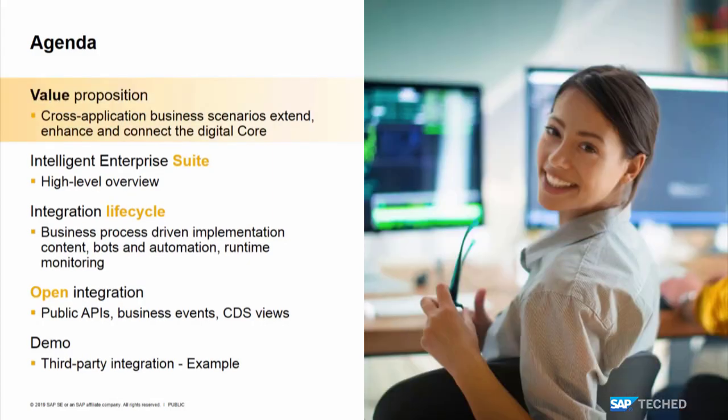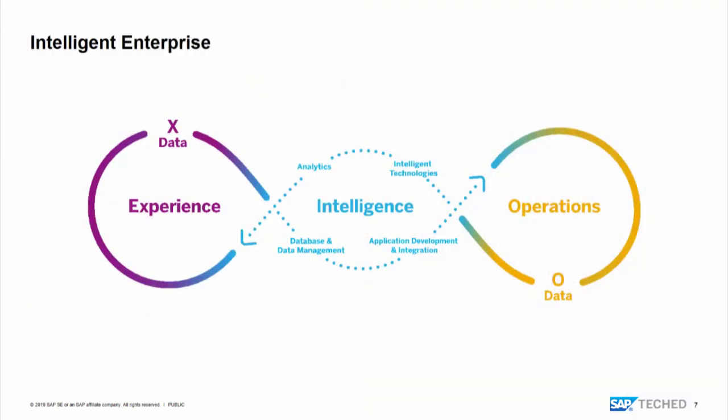All right, the value proposition. The digital core, S/4HANA Cloud at the digital core. So you have heard from Jürgen Müller this morning about the intelligent enterprise and what we're all doing here in the area of operations and experience and intelligence. I mean, he was mostly focused on intelligence.